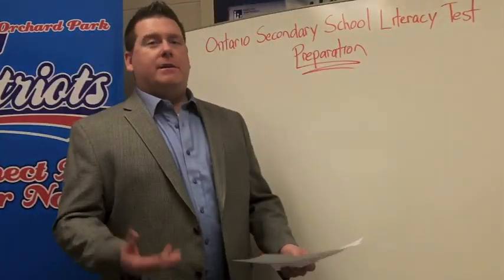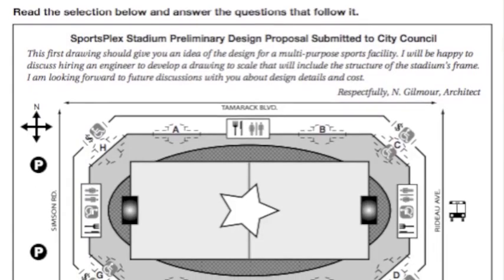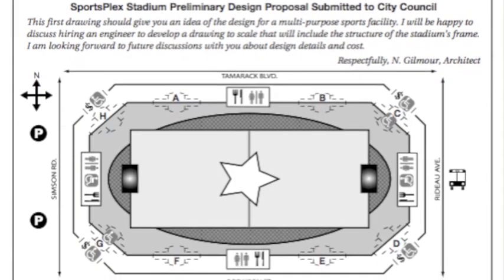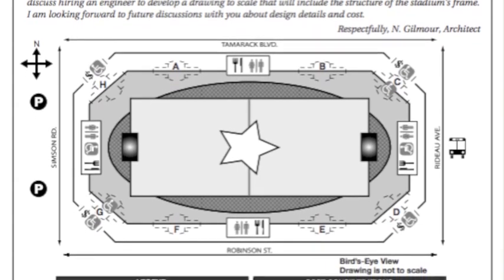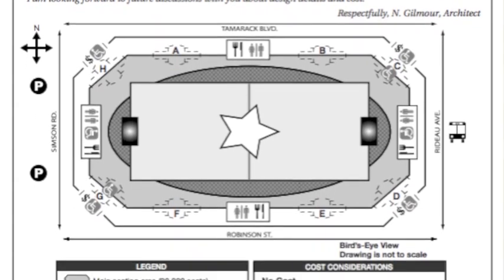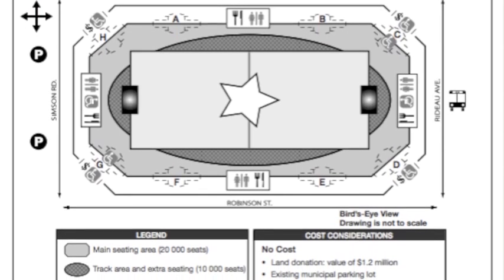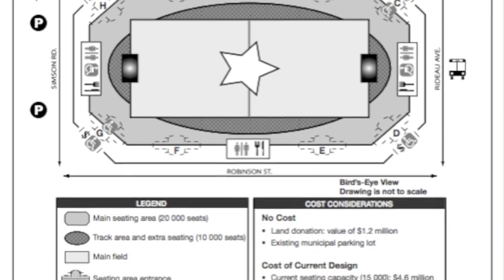Okay. Let's take a look at another example of a graphic text. This one is the Sportsplex Stadium preliminary design proposal submitted to City Council. As you take a look at it, there's quite a bit of information here to go through with your eyes. At the top, there is a bit of an introduction. It's in italics.